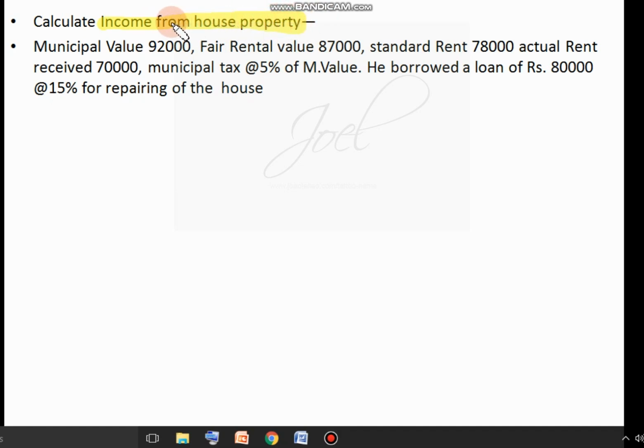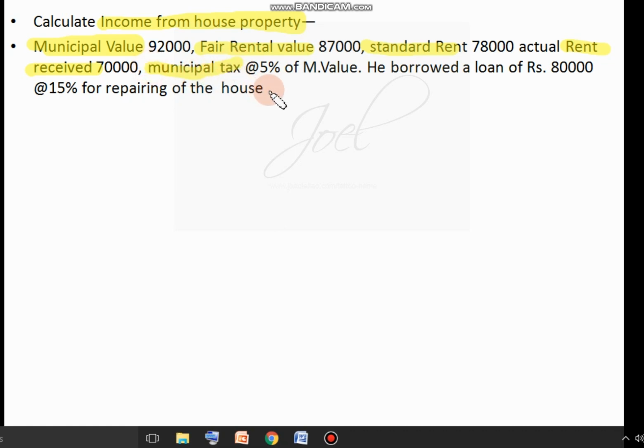To calculate income from house property, we have already studied the format. We have to calculate gross annual value first. To calculate gross annual value, we need municipal value, fair rental value, standard rent, and rent received. These are the items we need, and all items are given here. If one item is missed, it will not affect the problem. You will consider it as a minimum value and continue. Then you will arrive at gross annual value.